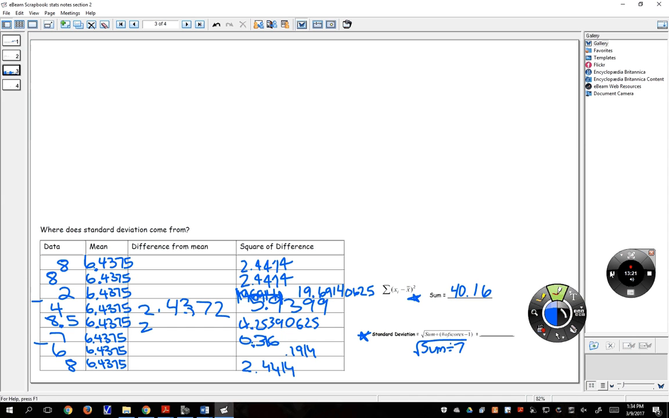Okay, so the sum of the squares of our differences is 40.16. And did you do this part? Yeah. Okay, so what did we get there?